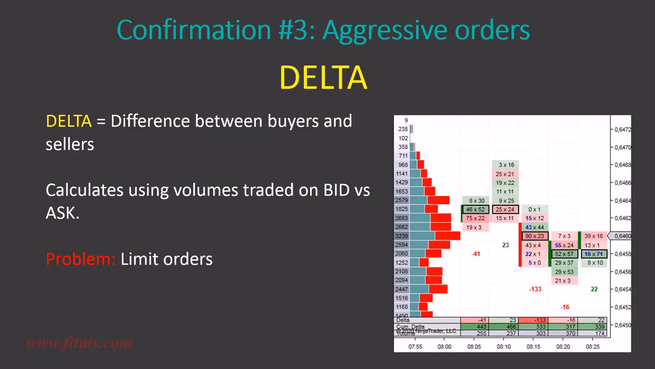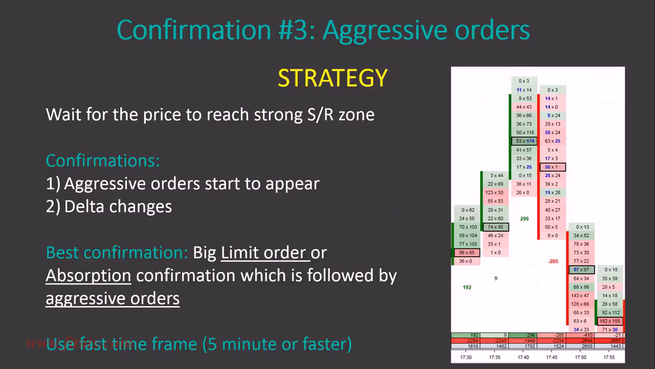Now, I've just explained it very briefly, so if you didn't understand what I meant by that, I think the best would be to rewatch one of the first videos where I talked about the footprint and how it's calculated in more detail. Alright, so anyways, this is how delta works. It's tightly connected with aggressive orders, and that's why I needed to mention it in this video. Alright, it's tightly connected with this confirmation strategy.